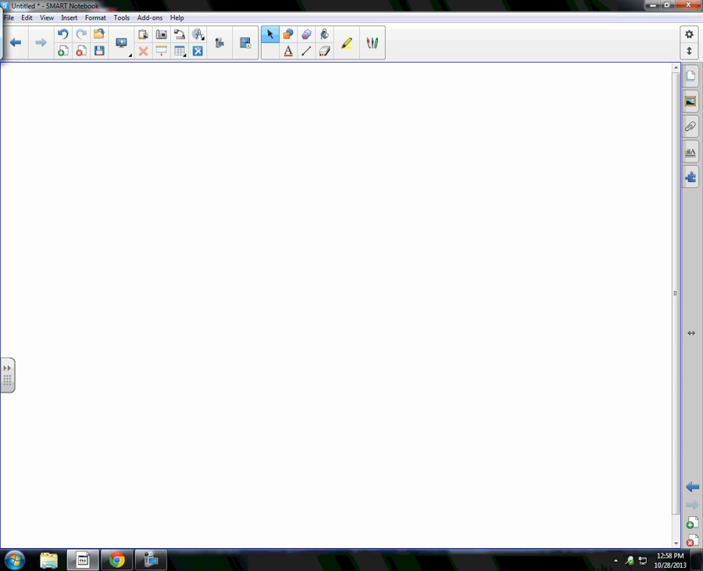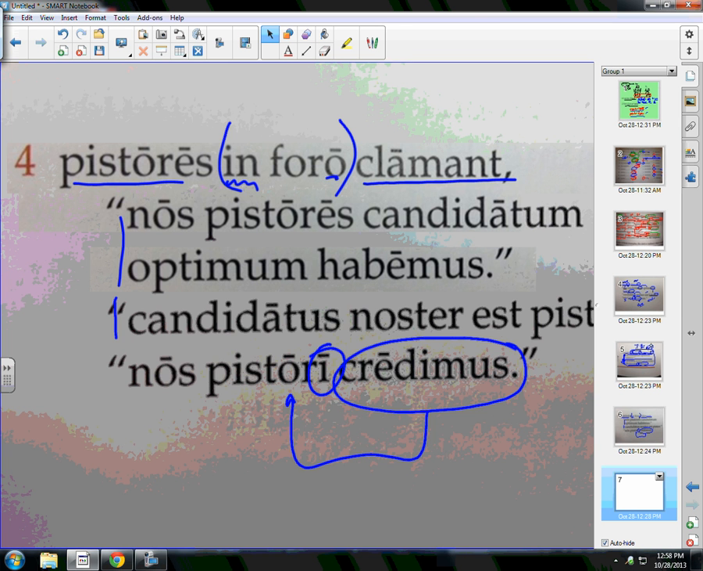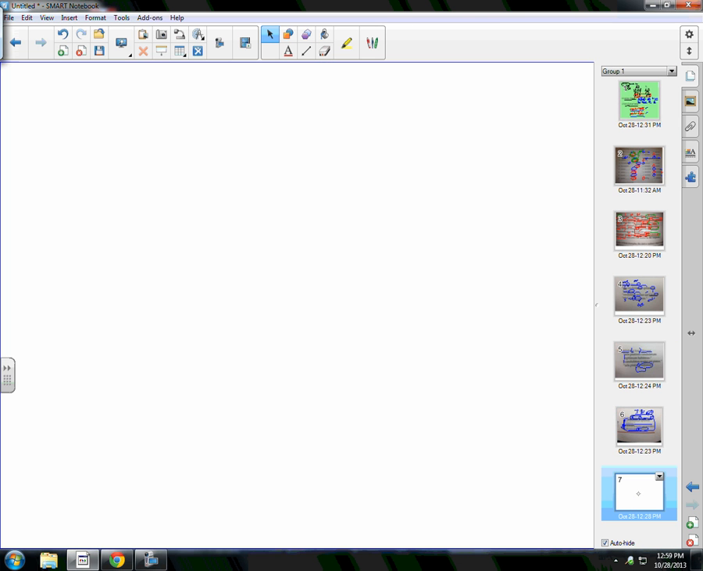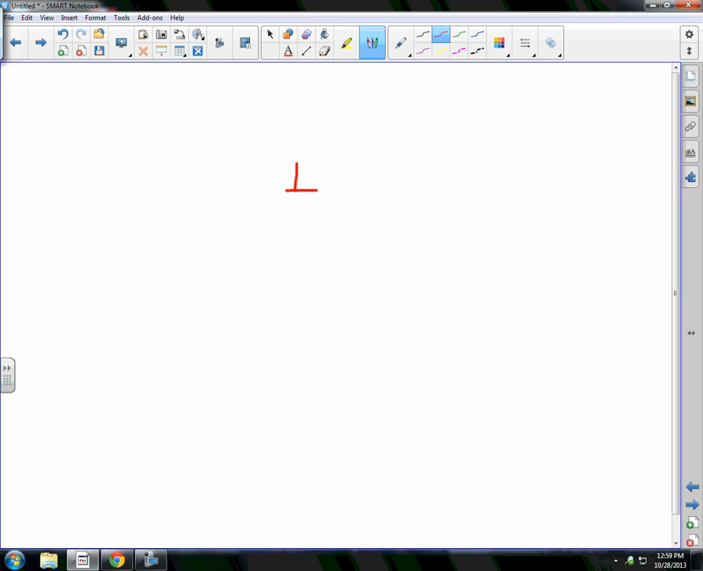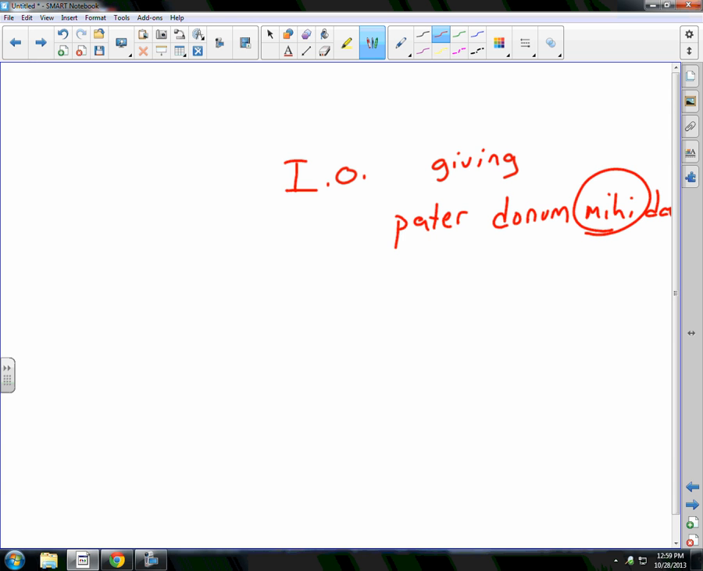So hopefully this helps you guys out when you are trying to determine whether or not something is dative. We have indirect objects, and we saw that with verbs of giving. So if he gives a gift to someone, let's say father, that's a nominative. Gives a gift, that's accusative, that's what he's giving. To me, that's the dative. And then the verb is dat. This is our dative, that's indirect objects.